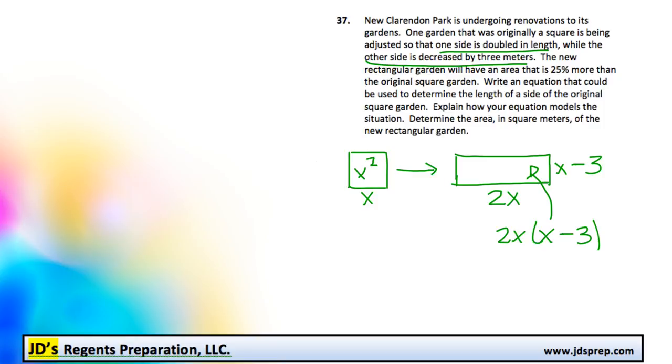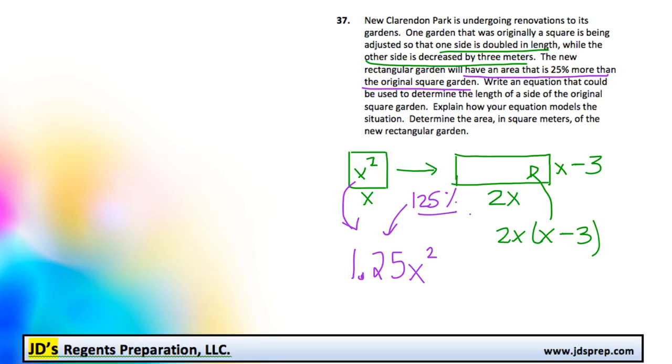Now, the other important piece of information we get is that the new rectangular garden will have an area that's 25% more than the original square garden. So that means if we were to take 25% more of the area of the original garden, we could calculate that by doing 1.25 times x squared. And that, by the way, is because we're multiplying it by 125%. That would increase the amount of the area by 25%. It's kind of like 100% plus 25.